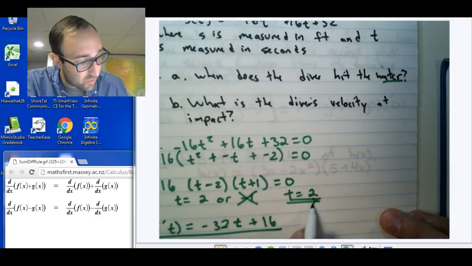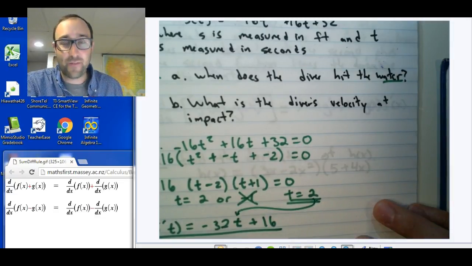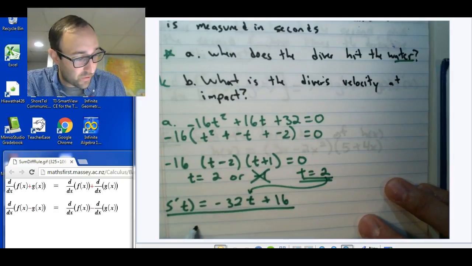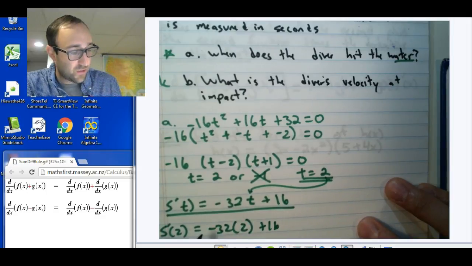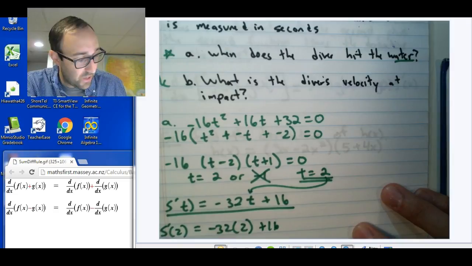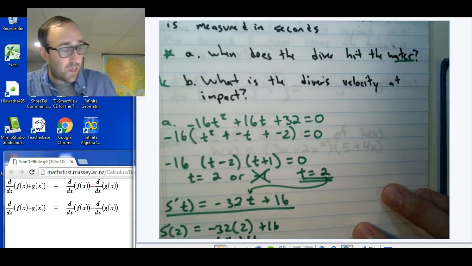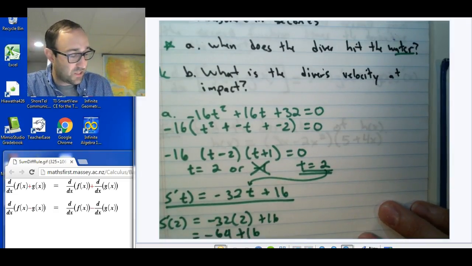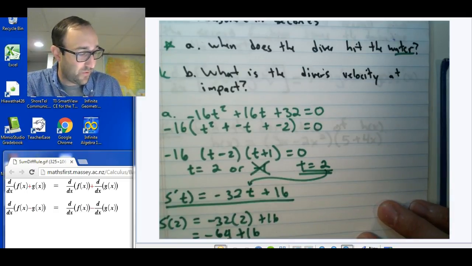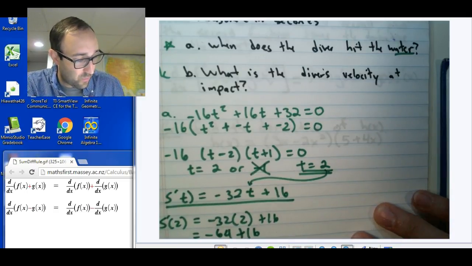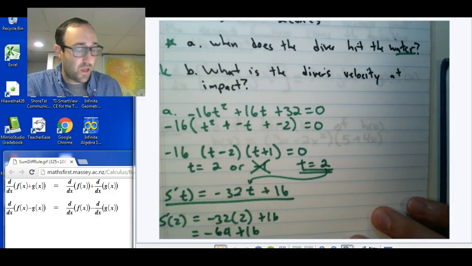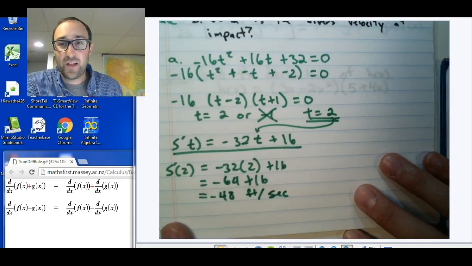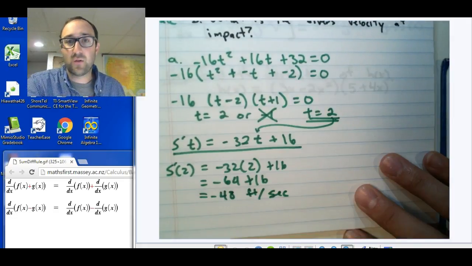So now we just take that 2 and plug it in for t, and we can figure out how fast that diver is going when they impact the water. So s prime of 2 equals negative 32 times 2 plus 16. So negative 32 times 2 is negative 64, plus 16. If we add those together, negative 64 plus 16 equals negative 48. And that's going to be feet per second. Right? Negative 48, because it is going to be going down.